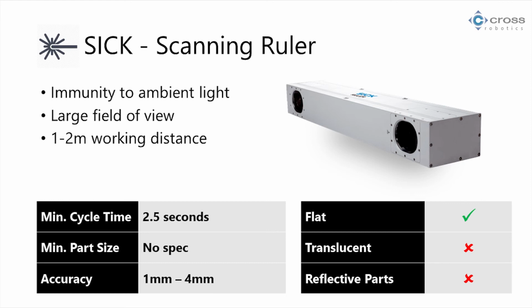So the cycle time is a little better, 2.5 seconds. I could not find a spec on the minimum part size. I'm sure there is one if you delve deeper into evaluating an application. The accuracy is 1 to 4 millimeters. This is good for flat parts, right? Translucent parts and reflective parts cause more problems because they diffuse the laser and throw off readings.